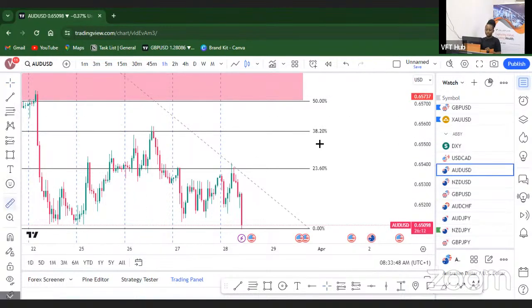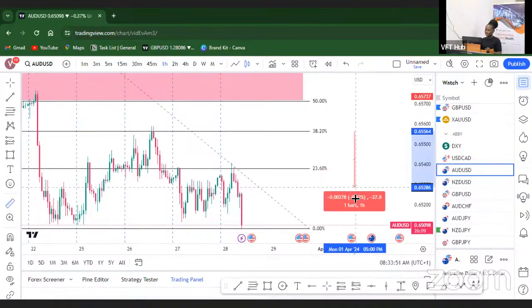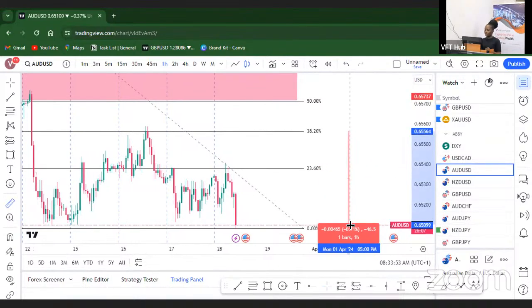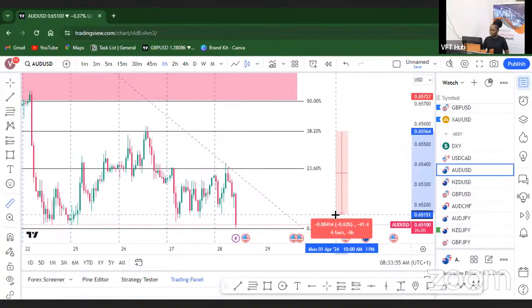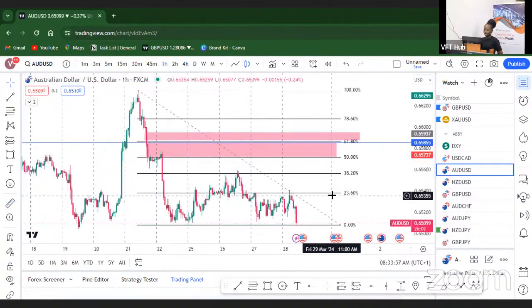And so far it has done about 40 pips, and left us behind. Regardless, we're still going to get in.